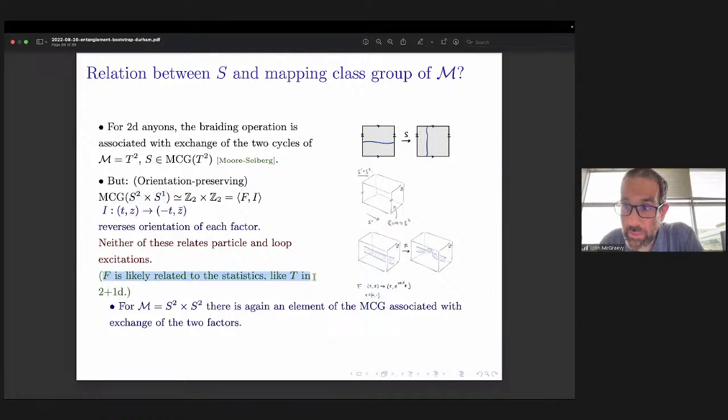In the case of four dimensions, for the pairing between loops and loops in four dimensions, which is associated with the pairing manifold S2 times S2, there is again an element of the mapping class group that exchanges the two spheres, which is like the S matrix. But in general, the braiding is not related to the mapping class group.